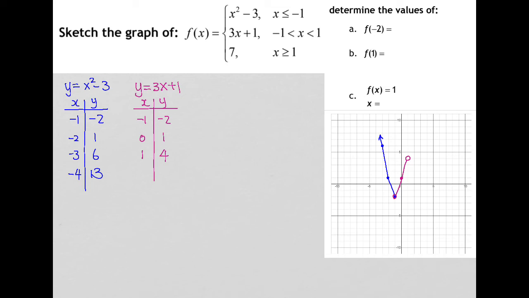The last piece is a horizontal line, y equals 7. Let's try a different way to graph them. So first of all, let's graph the horizontal line, y equals 7.